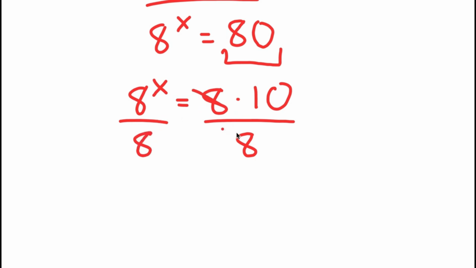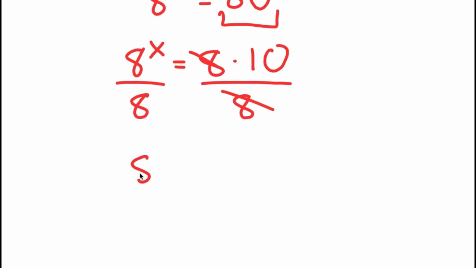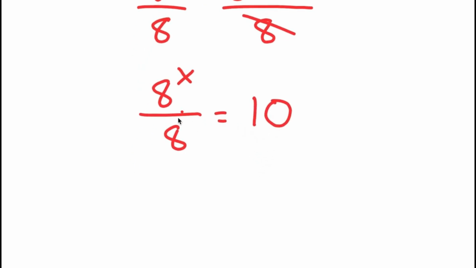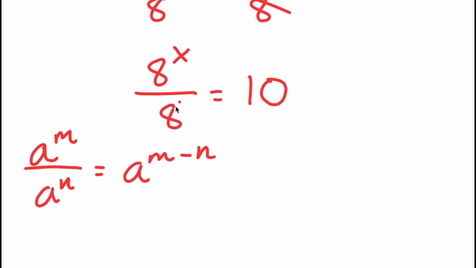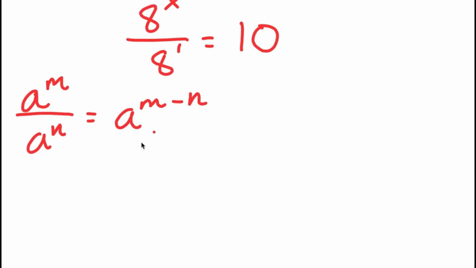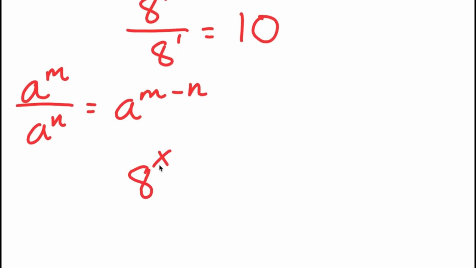So then these two cancel out, and I get 8 to the power of x over 8 is equal to, all that's left here is 10. Now, if I have something in the form a to the power of m over a to the power of n, this is equal to a to the power of m minus n. So a to the power of x over 8, well, 8 is the same thing as a to the power of 1. And a to the power of x over a to the power of 1, by using this property, is going to equal a to the power of x minus 1. And this is equal to 10.